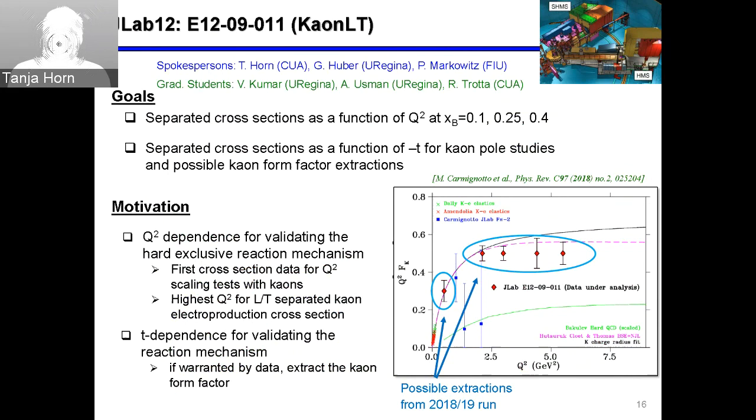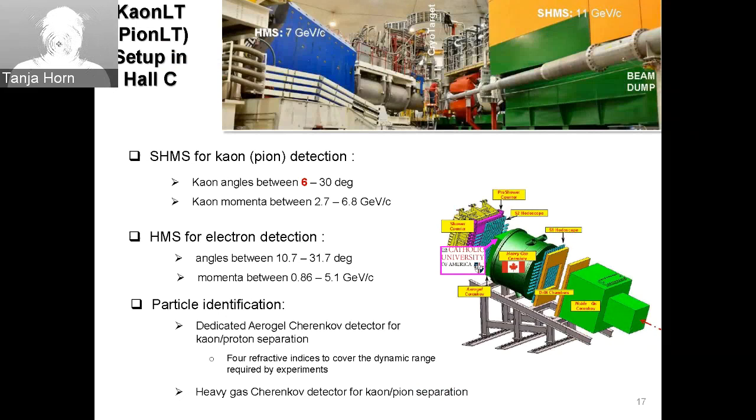Here, just a few points about the kaon and pion setup. You see the setup in Hall C with a target, of course, in the center, and then two arms, two precision magnetic spectrometers: the SHMS on the right and the HMS on the left, and a beamline in the center. So it's pretty much the same setup for both experiments.